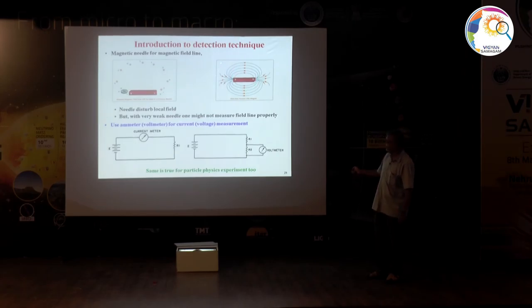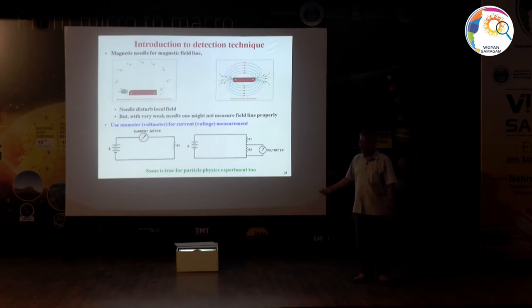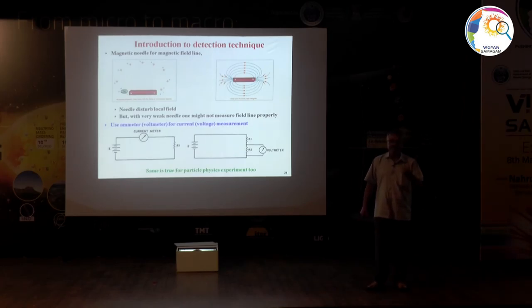Our goal is to measure the magnetic field of this magnet, so I cannot use a large magnet to measure it. The compass is also a magnet, so it also produces a magnetic field and disturbs the magnetic field too. So hypothetically, we need a compass which does not have any magnetic field of its own. Can we use that? We can't, because if it does not interact with the field line, then I cannot tell what the field line is.